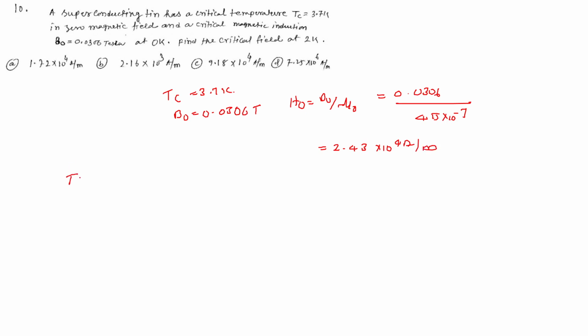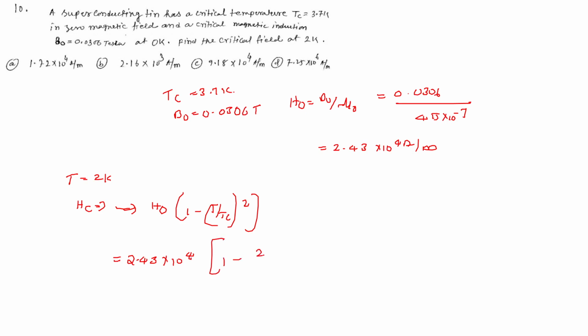Now the temperature T is equal to 2 Kelvin, and you have to calculate the Hc value. The formula we know already: H0 into 1 minus T divided by Tc whole square, right? So substitute all the values here: 2.43 into 10 to the power 4 into 1 minus 2 divided by 3.7 whole square. So you will get the answer 1.72 into 10 to the power 4 ampere per meter. So option A will be the correct answer.